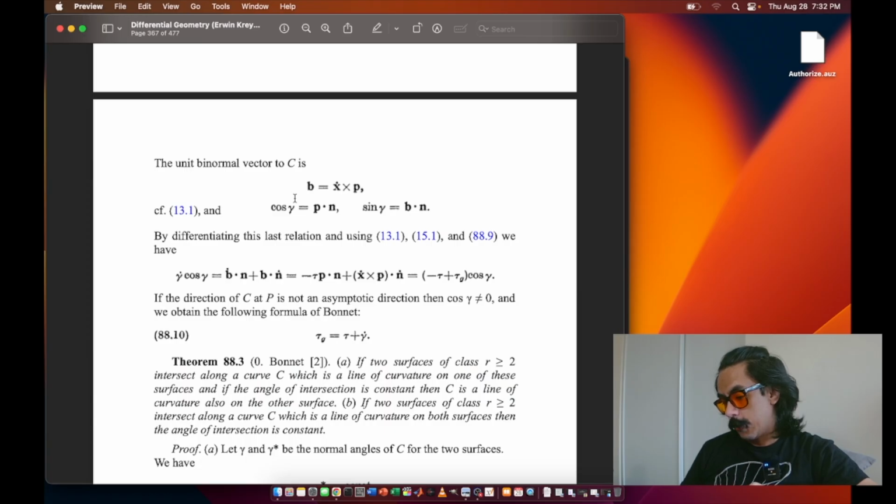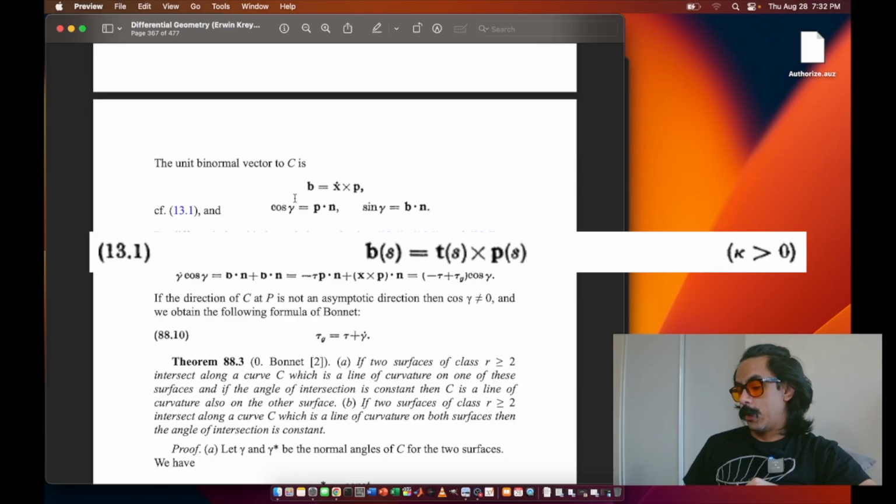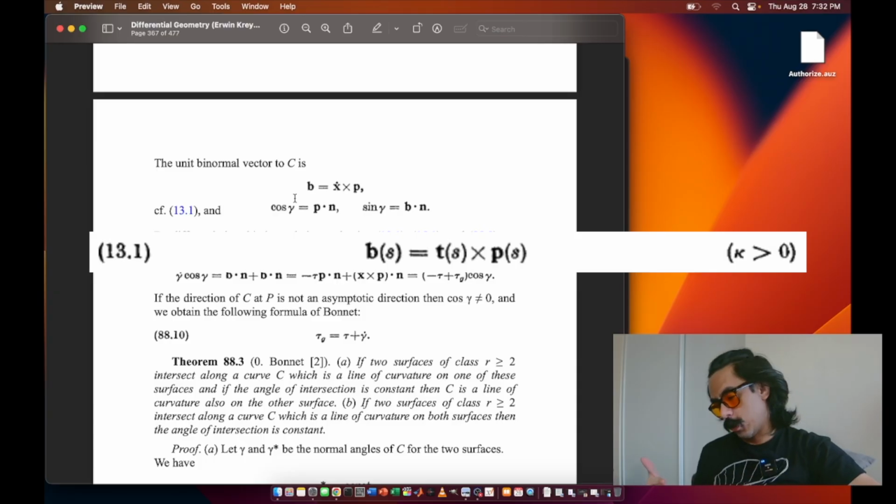And for that, we can refer back to section 13, but that's just the definition of these so-called TPB frames. What is the definition of the relationship between the tangent, unit principal normal and the binormal vector? That's all it's referring back to.